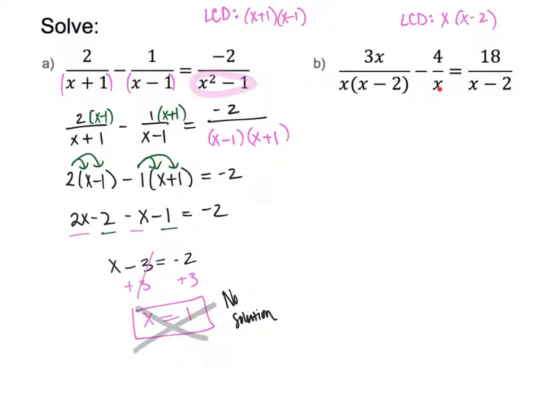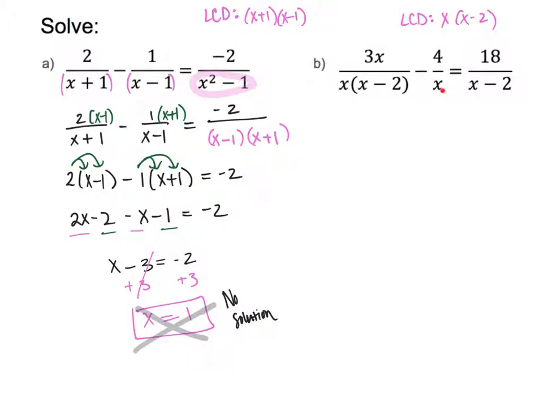For this fraction, I need an x, but I already have an x. And then this one, I need an x minus 2, but I already have an x minus 2. So this is it for my least common denominator. So now I need to multiply the top by whatever I'm missing. Well, the first one here already has everything, so I don't need to multiply anything to this 3x.